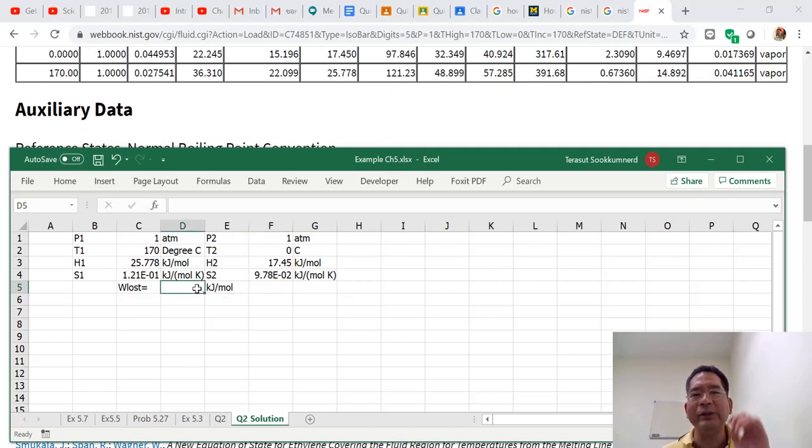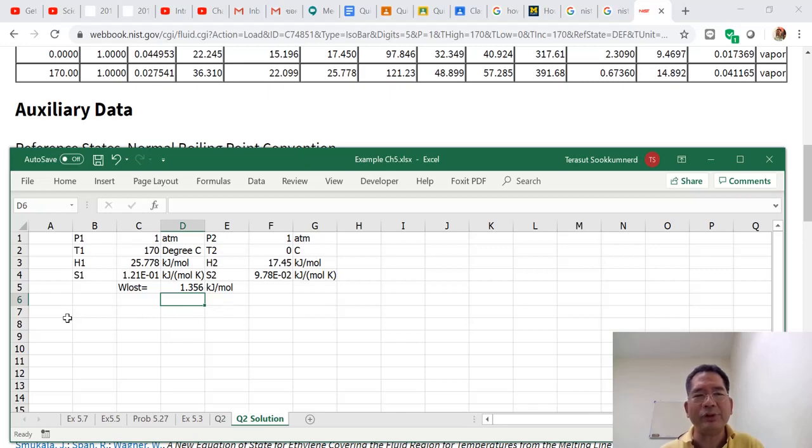So then we determine W loss from the information I just discussed: minus delta H plus T sigma, which is 298.15 multiplied by delta S, which is the difference between S2 and S1. And the unit will be kilojoule per mole. This is the approach that I prefer, use the NIST database.